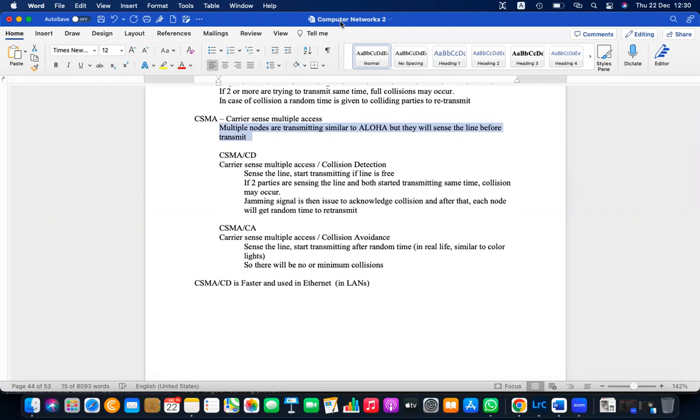Aloha is not sensing the line, so collisions can definitely occur. Then CSMA/CD is sensing the line, so how can collisions occur? Since it is sensing, it is taking the line. Only if the line is not busy will it send data. Okay, sir. Then I'm asking how collisions can occur.